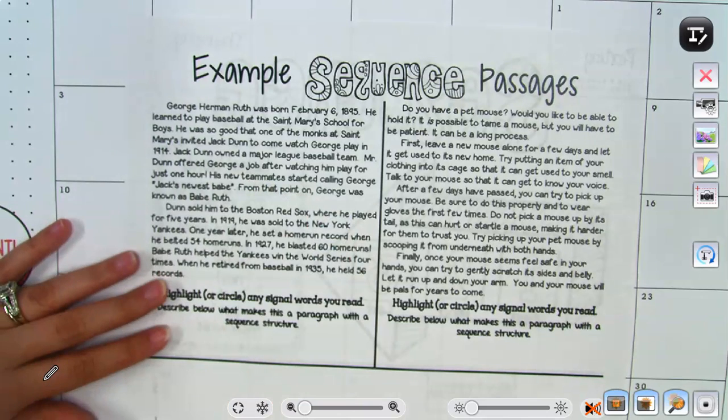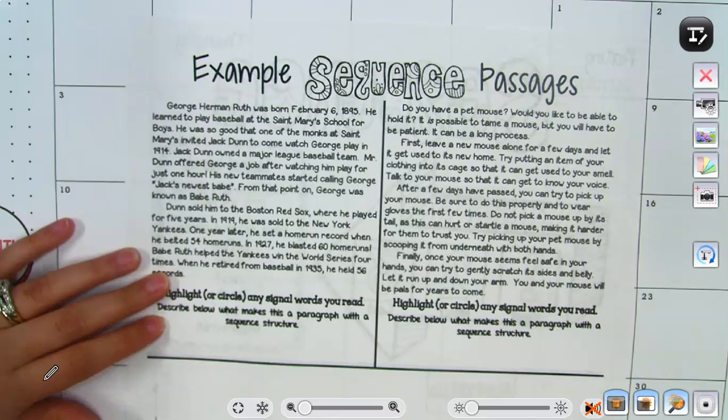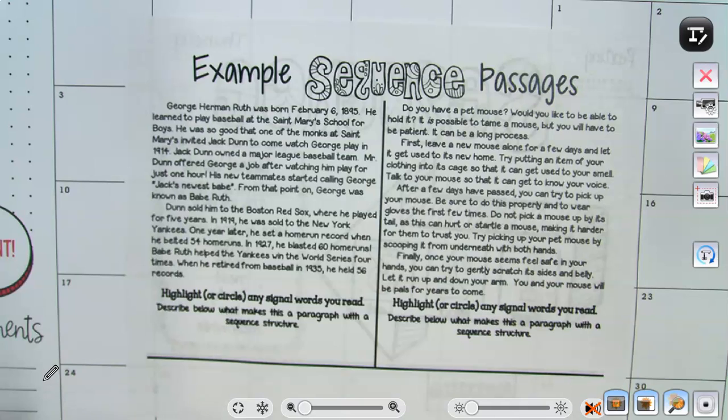George Herman Ruth was born February 6, 1895. He learned to play baseball at the St. Mary's School for Boys. He was so good that one of the monks at St. Mary's invited Jack Dunn to come watch George play in 1914. Jack Dunn owned a major league baseball team. Mr. Dunn offered George a job after watching him play for just 1 hour. His new teammates started calling George Jack's newest babe. From that point on, George was known as Babe Ruth.